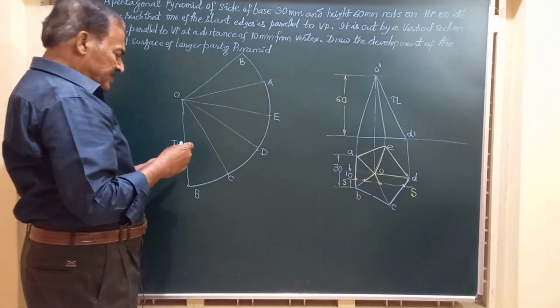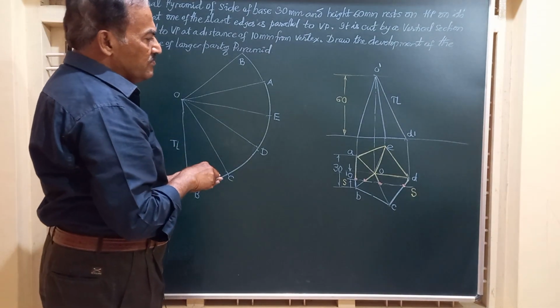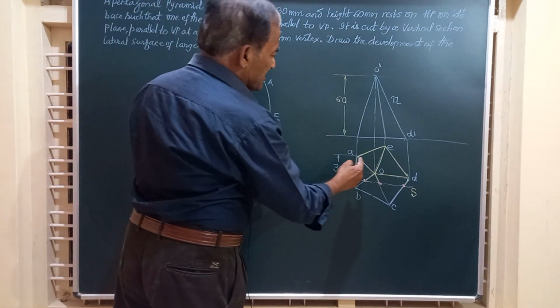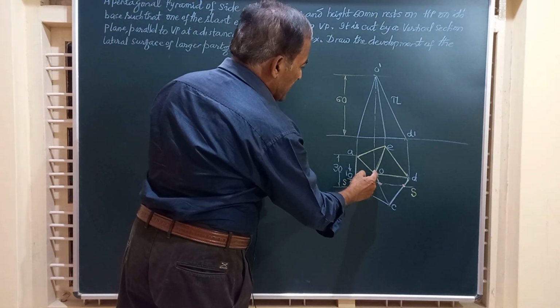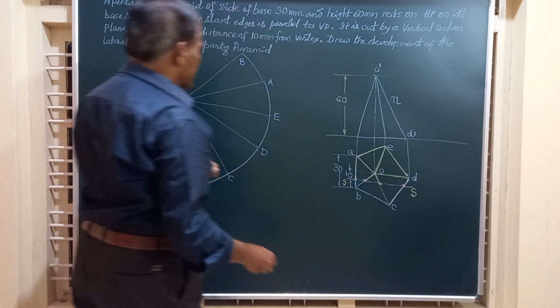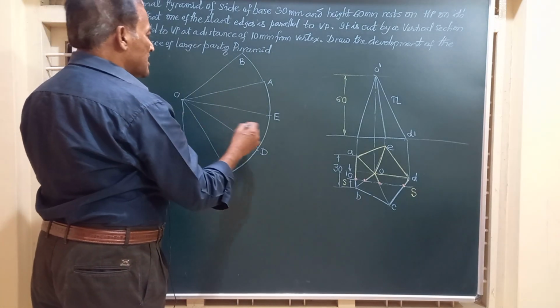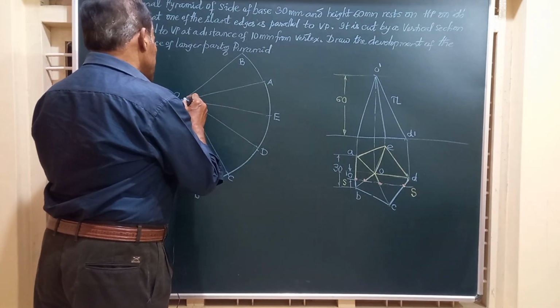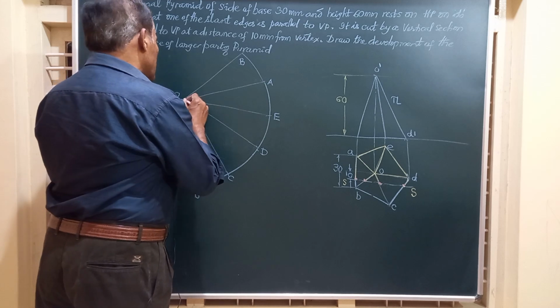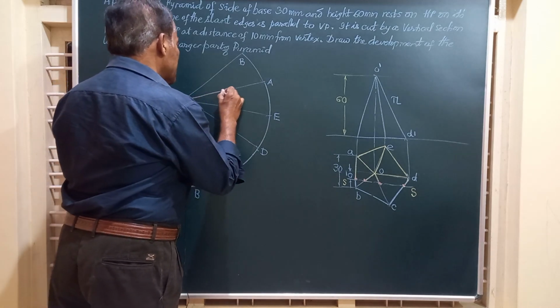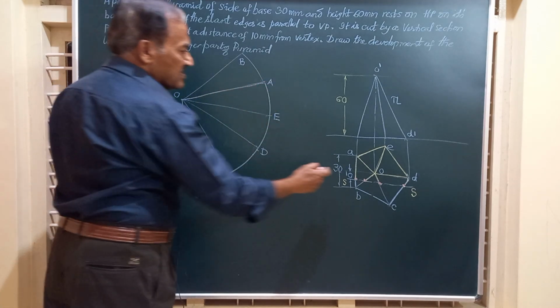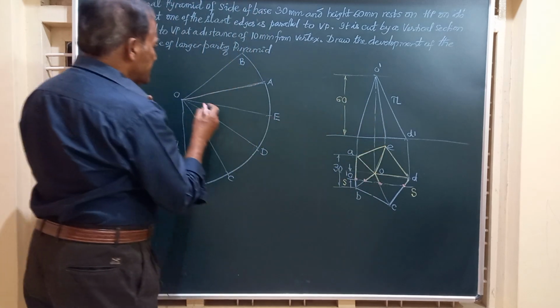And here let us join all these base edges, that is such as OA, OE and OD are retained. OA is retained. So I will just darken this and mark by a dark line. OA is retained, OE is retained.